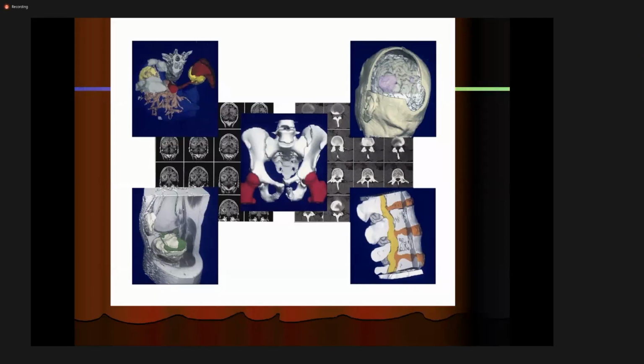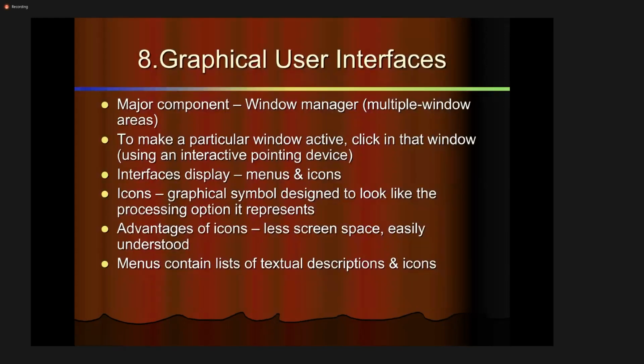Here we have 3D structural representations of different objects. Brain representation is there, your backbone representation is there, and tomography representations are there. 3D and 2D can both be applied in the medical domain. So those are some examples.